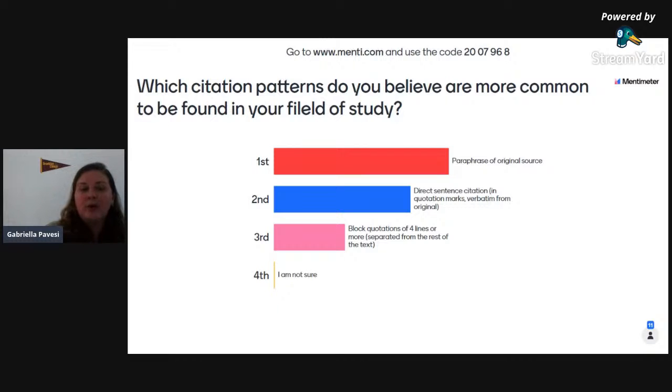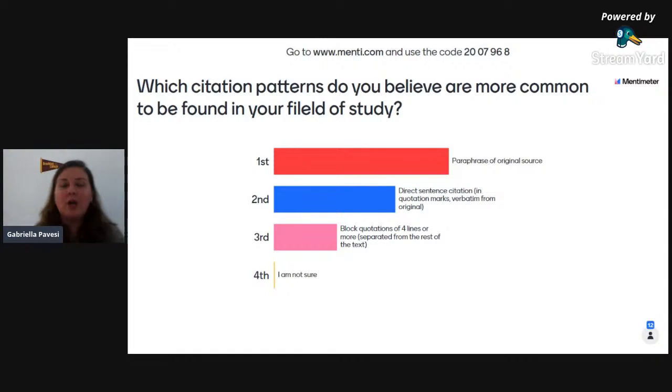Great. Okay, so paraphrase first. Good to see. Very interesting to see that you guys are aware of, even though we're not looking, this perception of citation. That's excellent. That's very good.